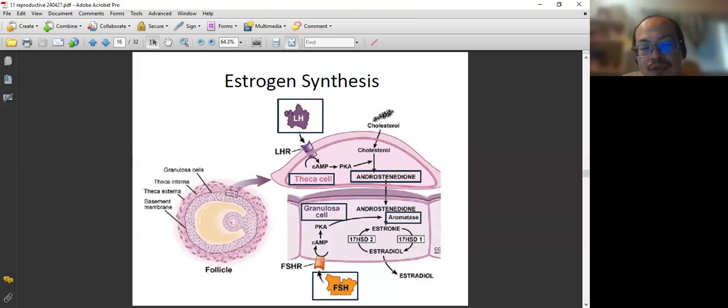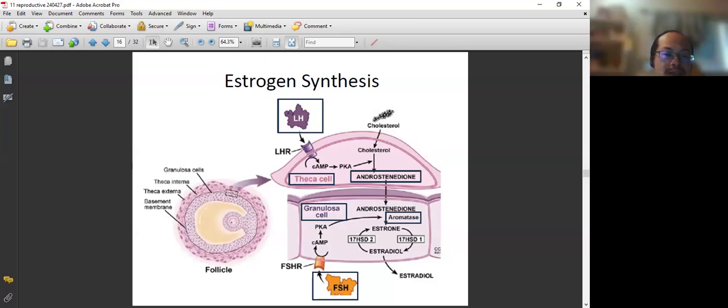Androstenedione will get transported into granulosa cells. Then granulosa cells convert this androstenedione to produce estrogen. There are 4 types of estrogen. The main one in humans is called estradiol. So that's that. From this picture, we also show you how LH and FSH act on the ovaries.